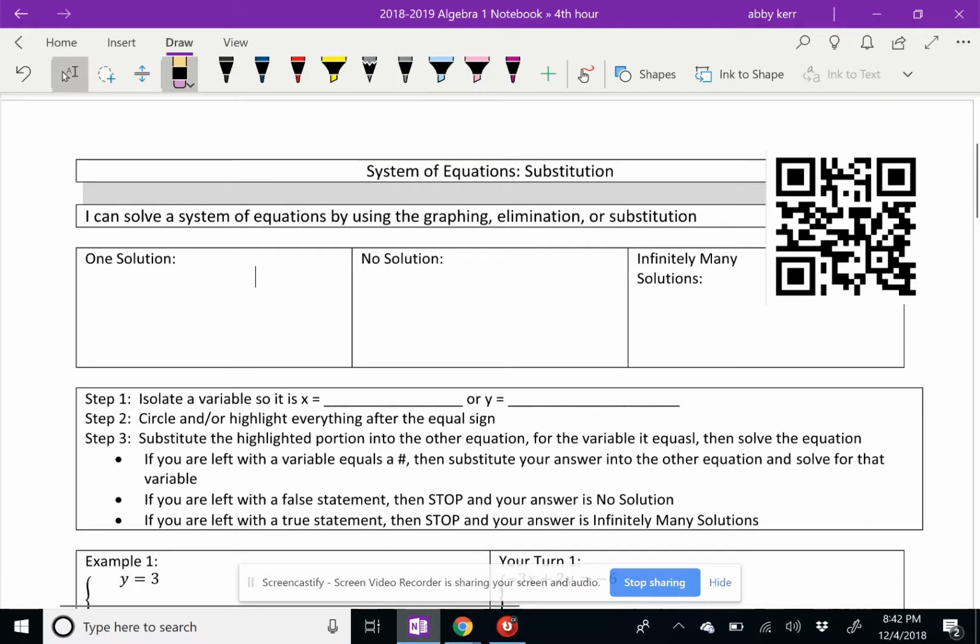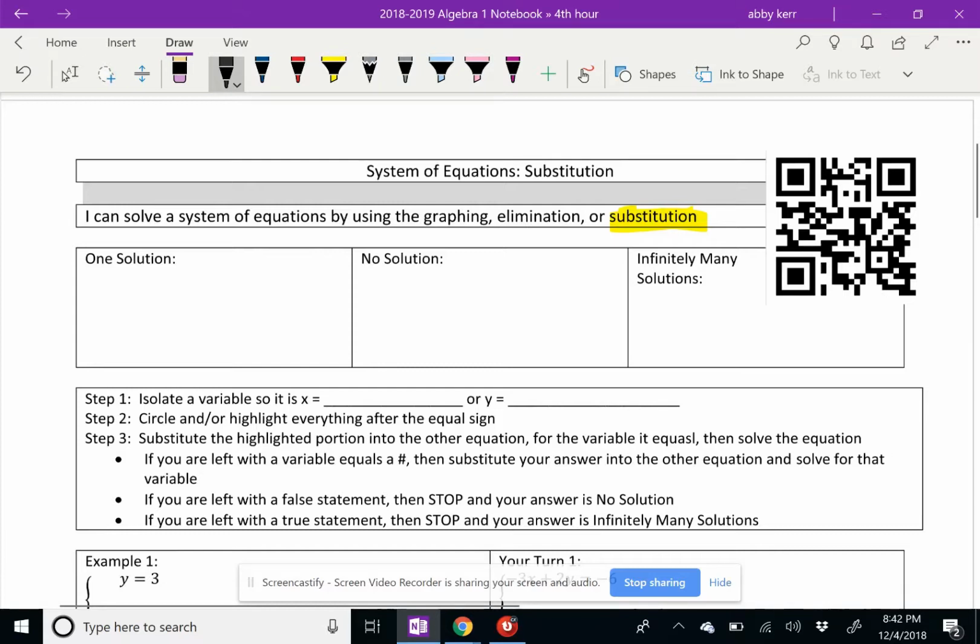In these notes, it says system of equation substitution. So the learning target is I can solve a system of equations by using graphing, elimination, or substitution. Since we're talking about substitution, you want to think of a substitute teacher. When your teacher is absent, a substitute replaces that teacher. Both teachers are not in the classroom. It's just one goes in and one comes out. Same thing with the substitution method.